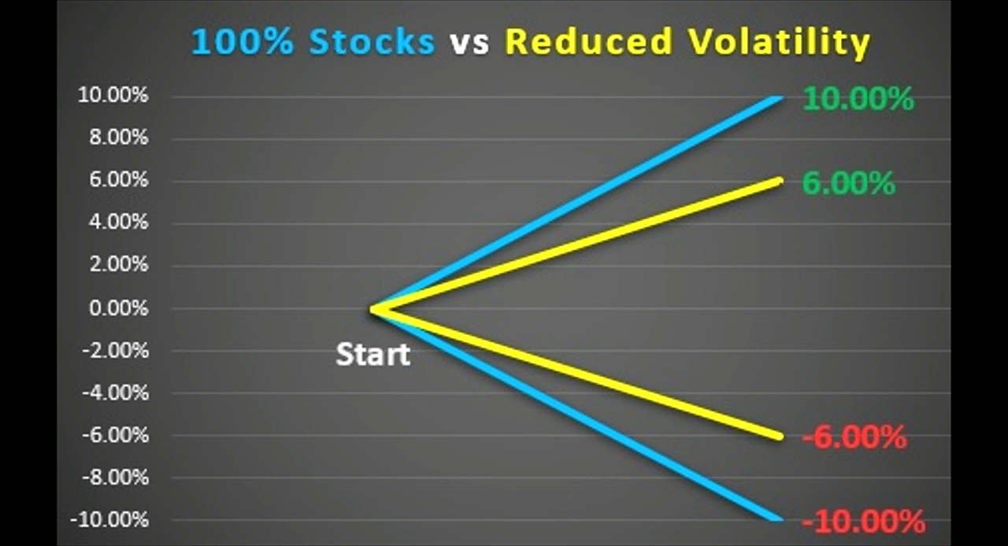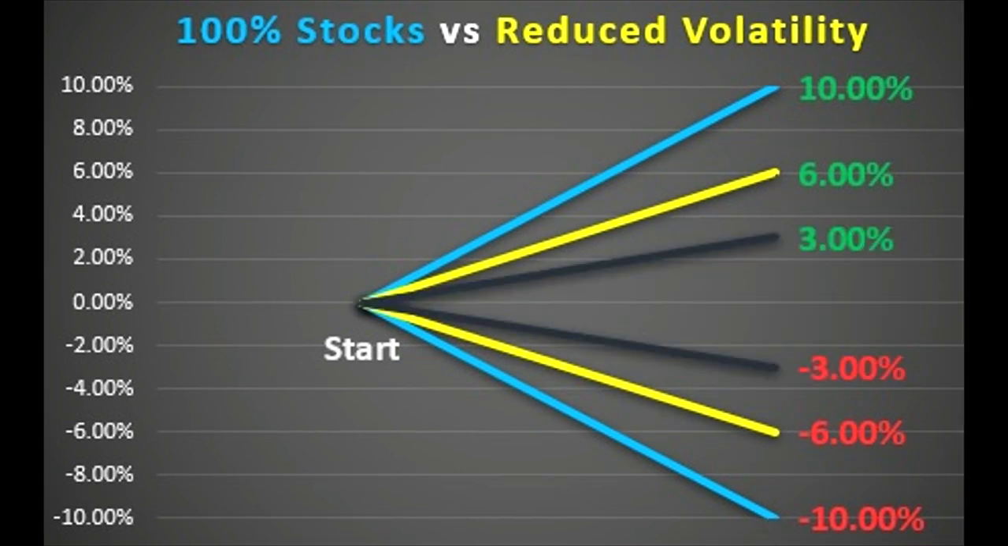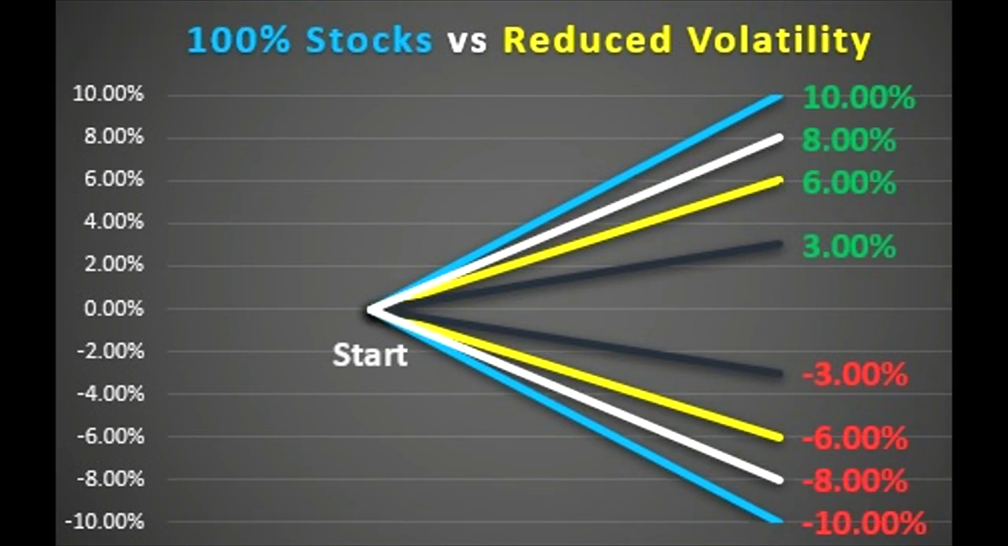Keep in mind that you get to decide, to an extent, how much volatility you want. So you could design your portfolio to have just the 3% gain or loss relative to 10% gains or losses on stocks. Or you can have 8% gains or losses relative to 10% gains or losses in stocks.